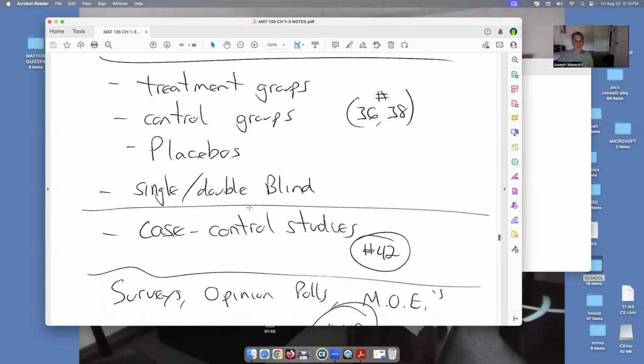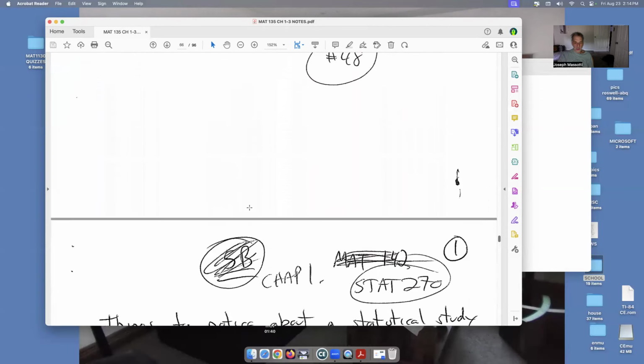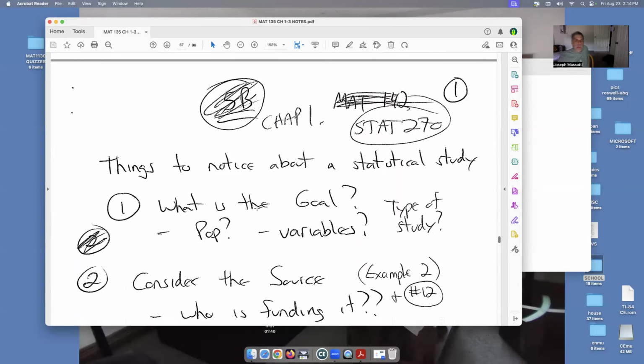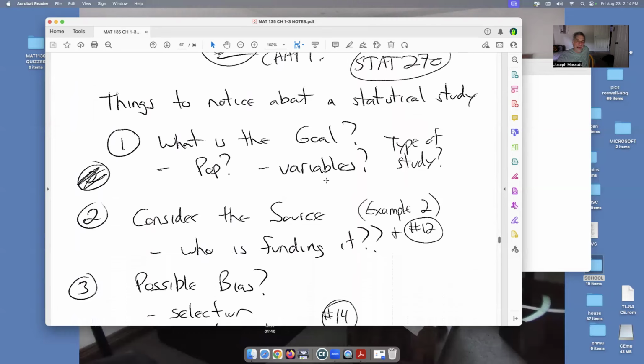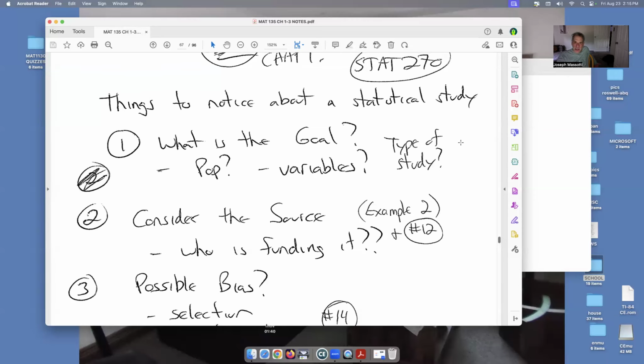Okay, so experiments versus observations. The things you want to notice about a statistical study are really common sense things. These are things, web pages you look at, stories you see in the news, based on studies. You want to ask yourself these questions, just common sense things to think about when you're looking at some sort of statistical study, whether it be an observational study or an experiment. What's the goal of the study? What are they trying to show? What population did they draw from? What is being measured? And what type of study? Is it an observational study or is it an experiment?